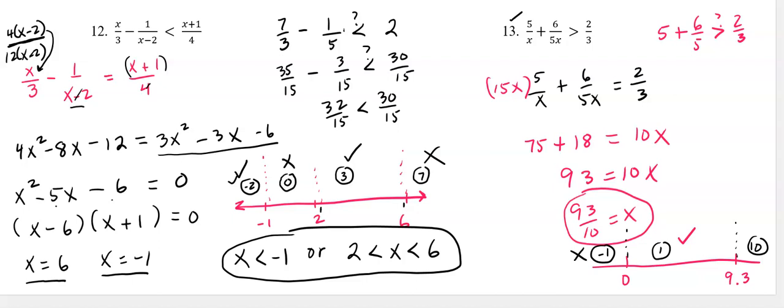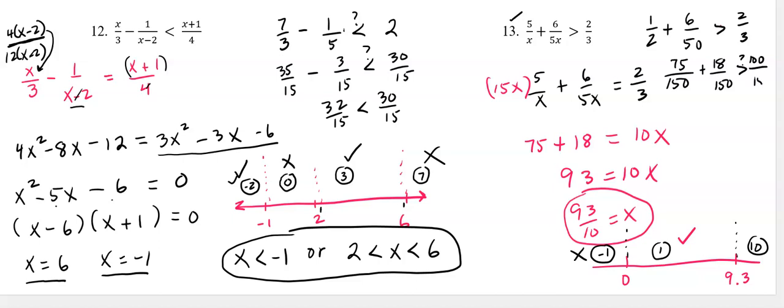And let's just go ahead and try 10. If you let x be 10, so 5 over 10 is 1/2, plus 6 over 50. Is that greater than 2/3? So I guess we need a common denominator, which would be 150. That would be 75 over 150. This would be 18 over 150. Is that greater than 100 over 150? Well, this left side is 93 over 150. 93 is not greater than 100, so these do not work.